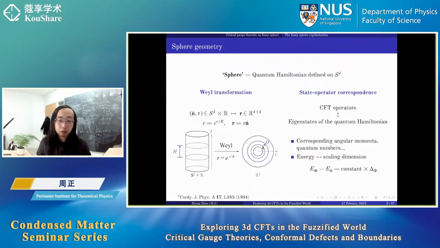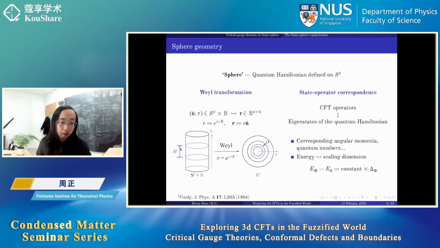Because of this property, we can use some very nice properties of CFTs on flat spacetime, one of which is the state-operator correspondence. This says that each CFT operator has a corresponding eigenstate of the quantum Hamiltonian on the sphere. The state and the operator have corresponding angular momenta and corresponding quantum numbers under the global symmetry.